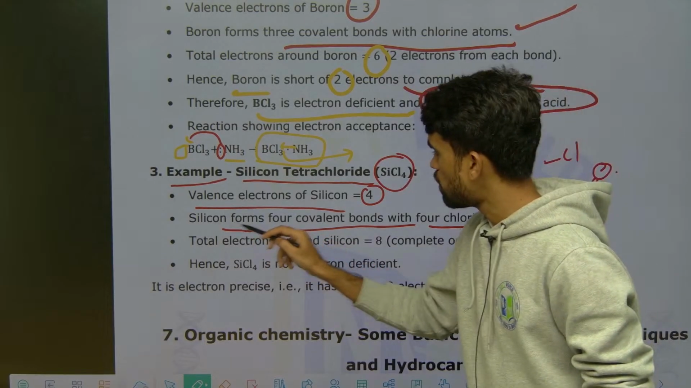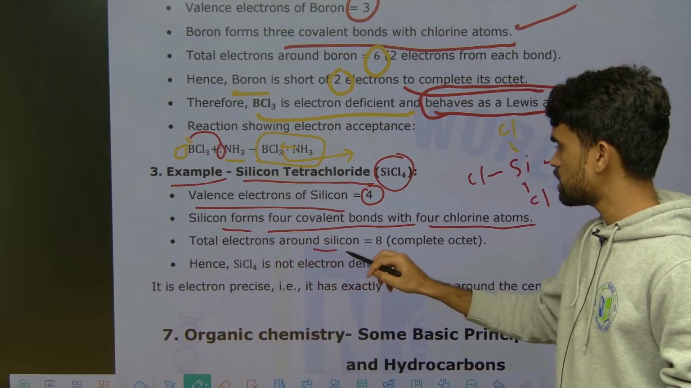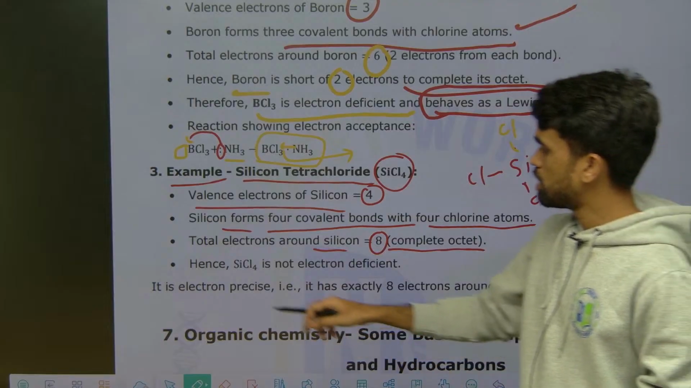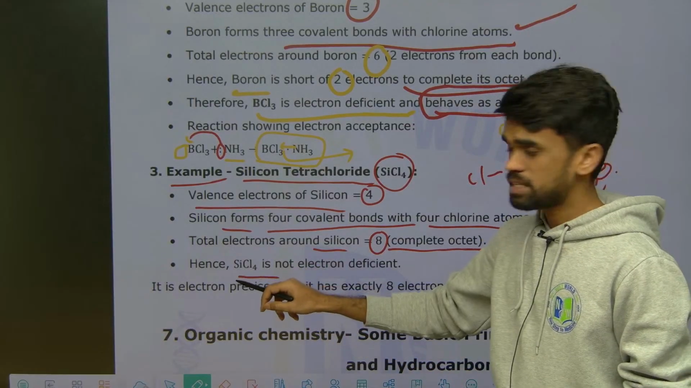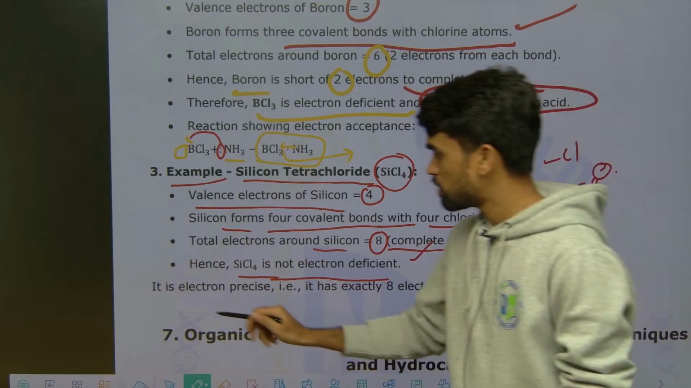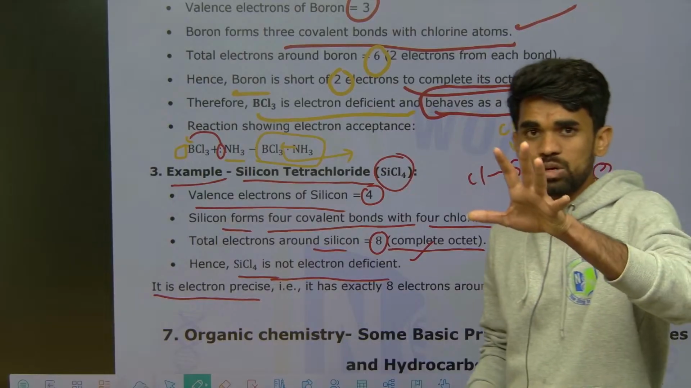See, silicon forms 4 covalent bonds with 4 chlorine atoms. The total electrons around the silicon are 8. So 8 means the octet is completely filled now. Hence SiCl4 is not electron deficient. What we are saying, it is not electron deficient. It is electron precise. Precise means yes, it has the required number of electrons.